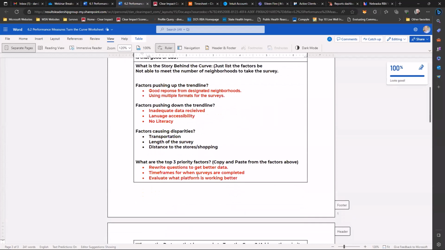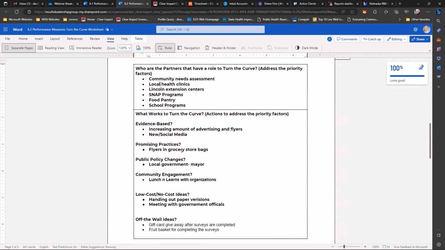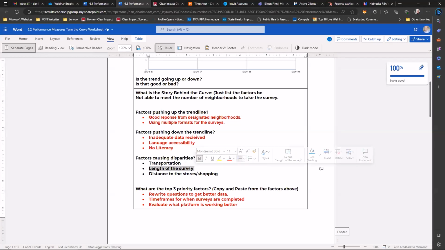And then again, what you're supposed to do here, you jump to solutions here: rewrite questions, time frame for when surveys are completed, evaluate what platform is working better. Those are all solutions that belong down here. What you should do here, just as the other group did, is pick which of these you want to come up with action steps to improve. So for example, what you would highlight here is length of the survey, put that down here. And then one of your solutions would be rewrite the questions to get better data because the survey is too long. So again, what you want to do is see a flow here.